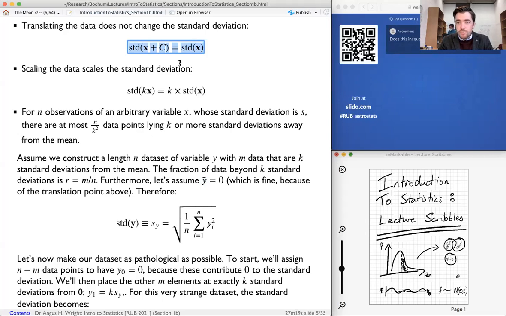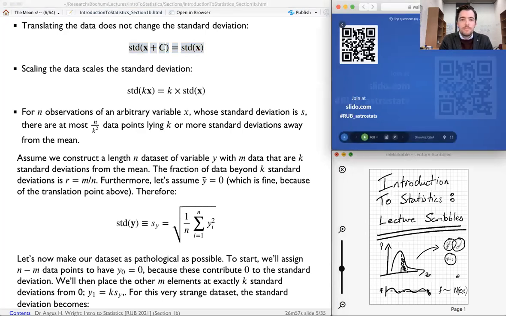The question that's just been posted in the Slido is, does this thing that we're deriving have a common name? That's a good question. Not to my knowledge. I think it's just one of the properties of the standard deviation, but I might be wrong in that regard, so I'll have a look and find out. But that's a good question. If not, I'll just name it after myself, because why not?